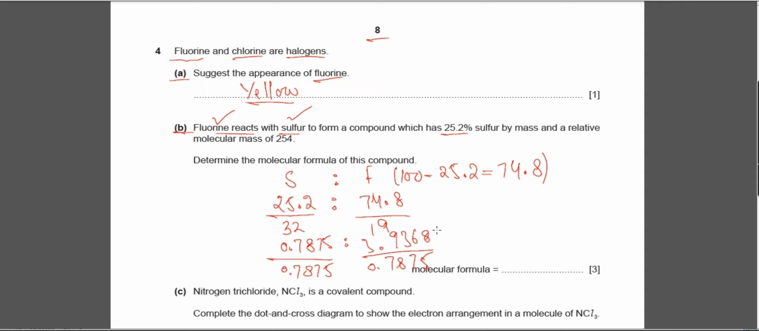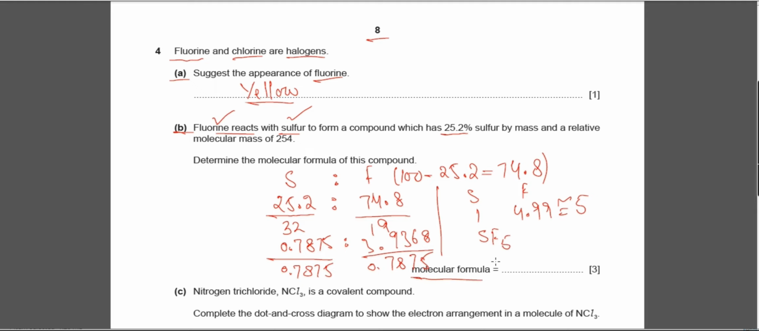So dividing 3.9368 by 0.7875, I got 4.9. For fluorine I got 4.99, which is approximately equal to 5. And the values for sulfur are the same, so they cancel, and I got 1. So the empirical formula which we obtained from this procedure is SF5.